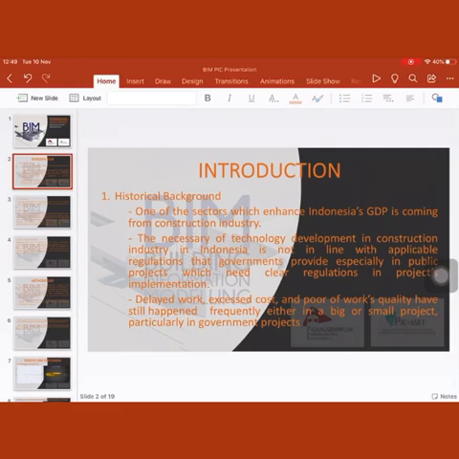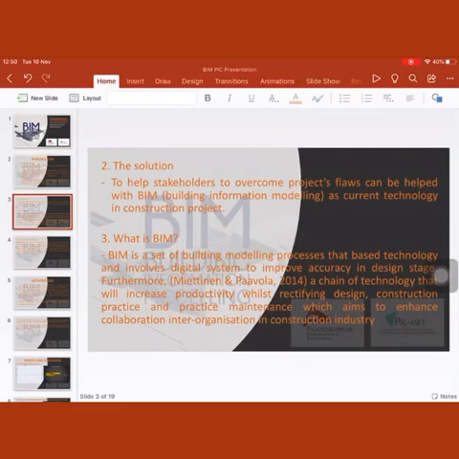The next one is that delayed work, excess costs, and poor work quality still happen frequently in either big or small projects, particularly in government projects. That's why we need a solution. To help stakeholders overcome project flaws, we can use BIM, Building Information Modeling, as current technology in construction projects. And then, what is BIM?